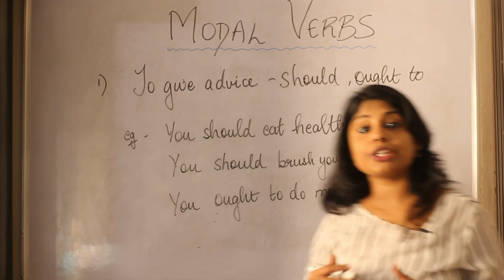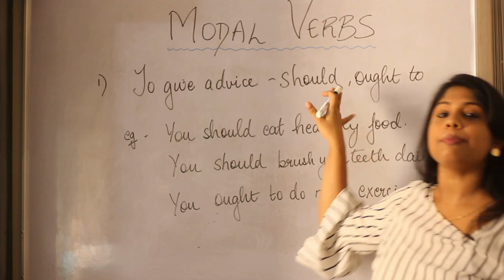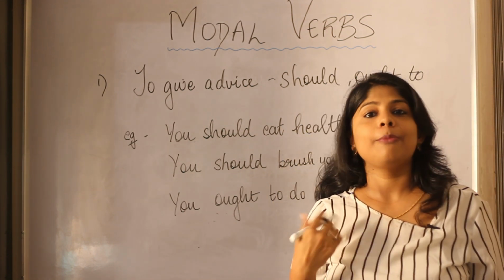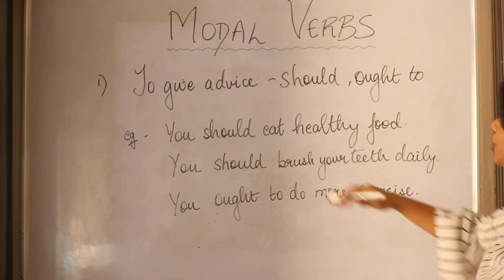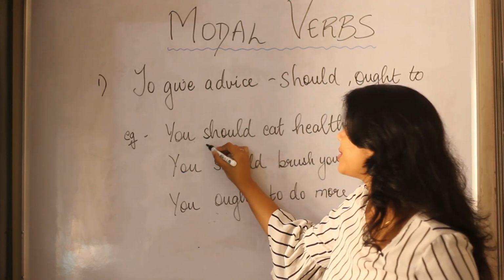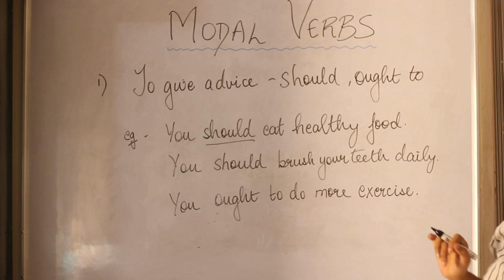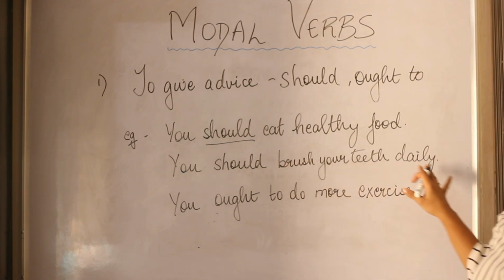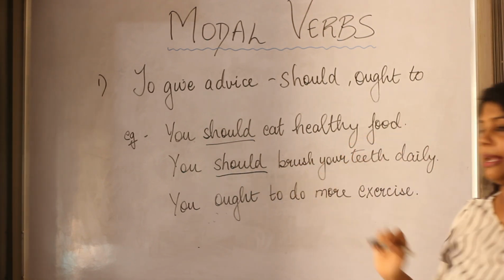Now the modal verbs used to give advice include should and ought to. Out of this, should is the more common modal verb which is used to give advice. Now for example, you should eat healthy food. So here you see should is used to give an advice that eating healthy food is a good idea. Second, you should brush your teeth daily. Yes, you should. Again, a good advice.